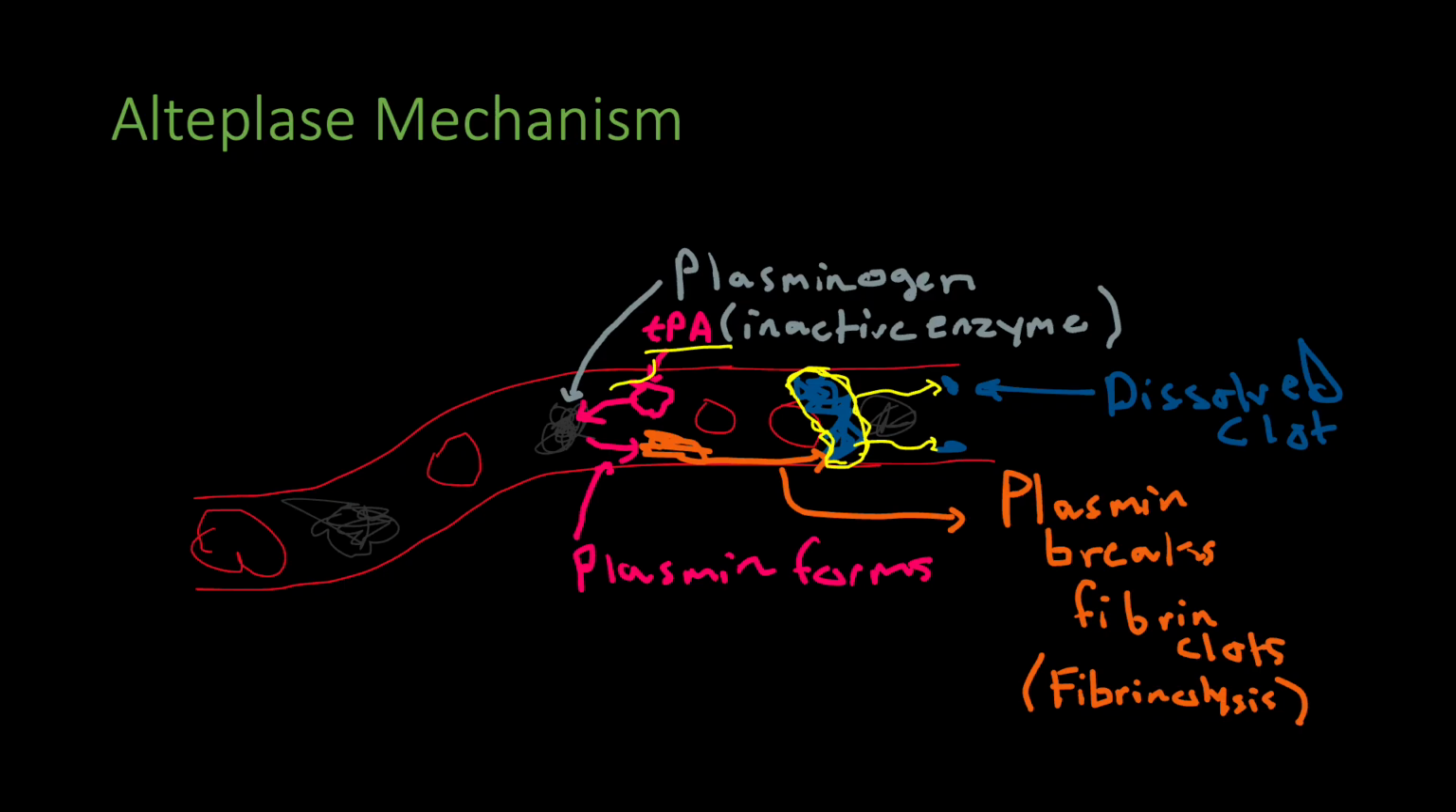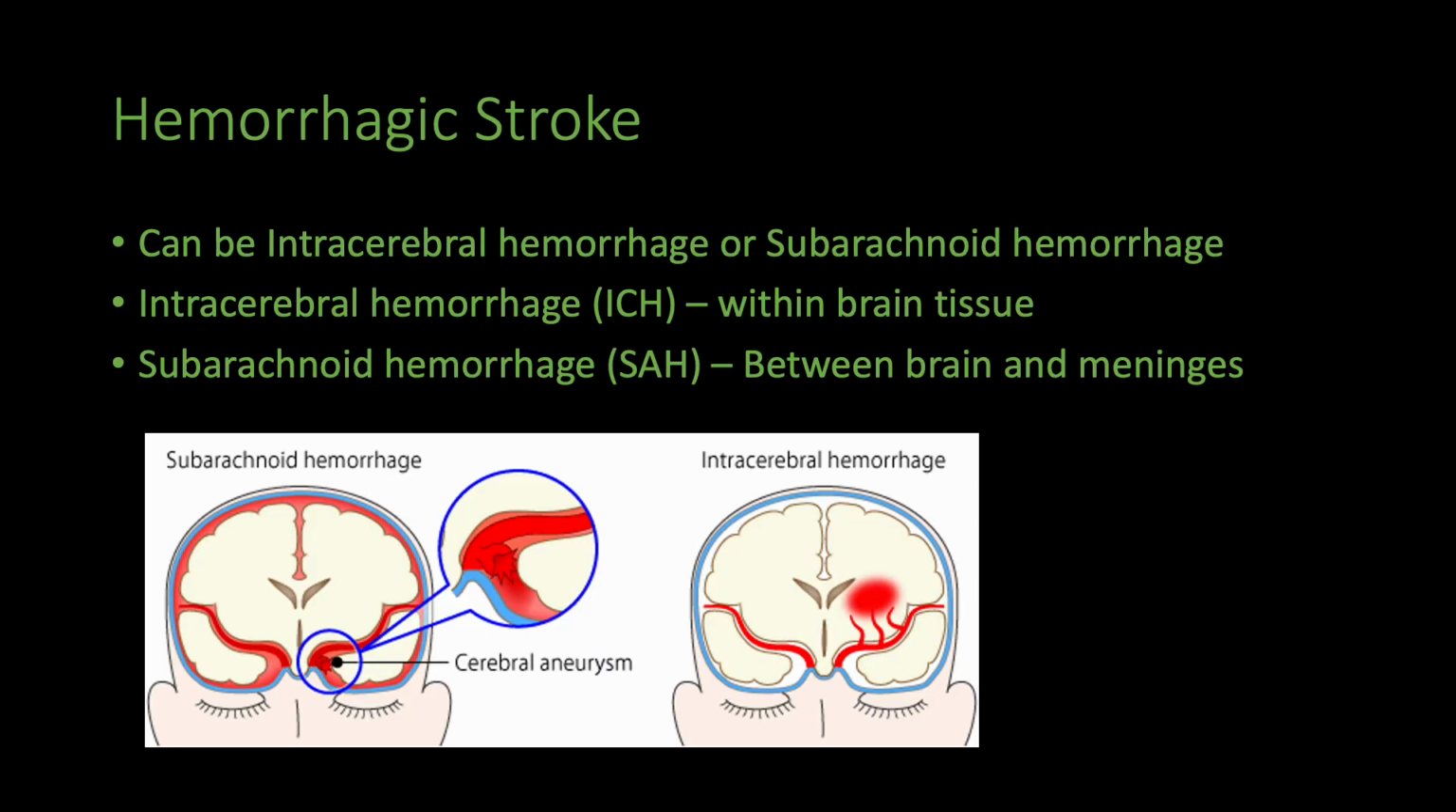They're going to convert plasminogen to the plasmin. Plasmin is going to go ahead and work on the fibrin clot. And then after that, fibrinolysis, which is the term used for when plasmin breaks the fibrin clot, is going to happen there, and then it's going to dissolve it. So that's what's happening in this case.